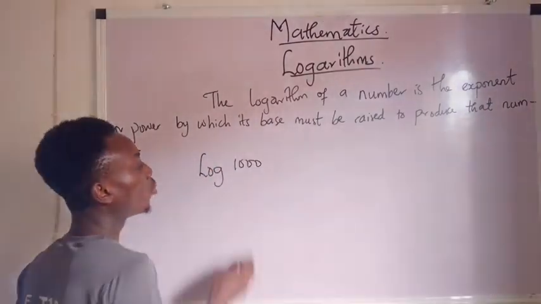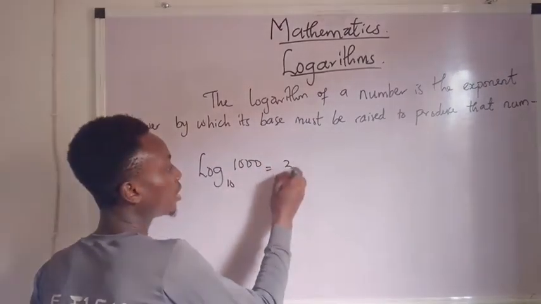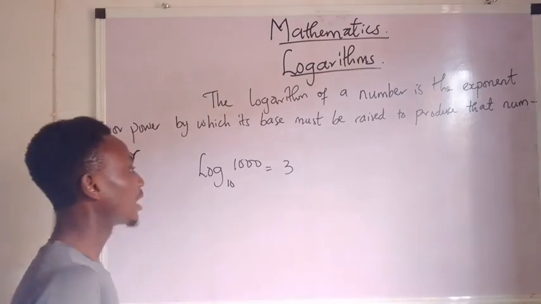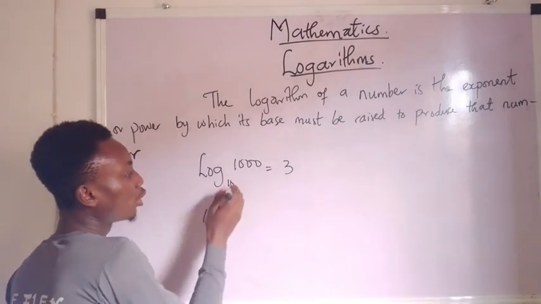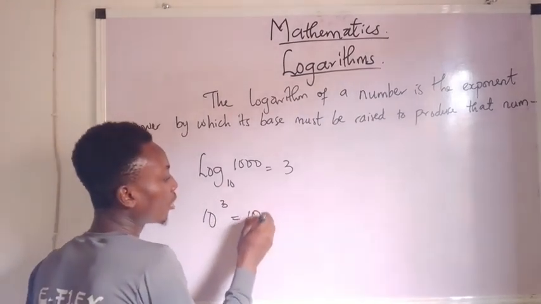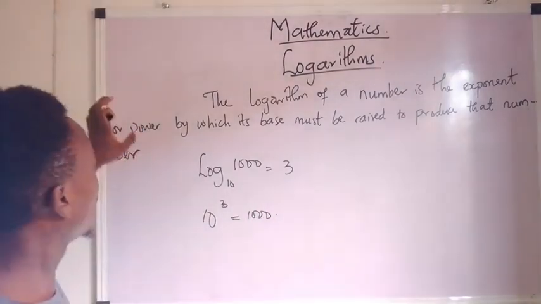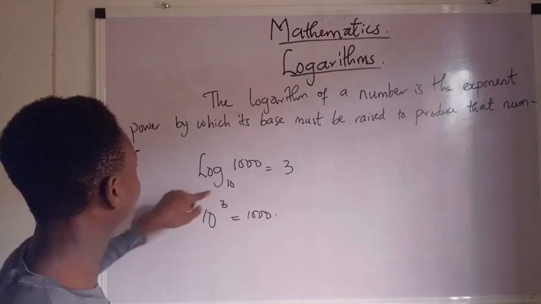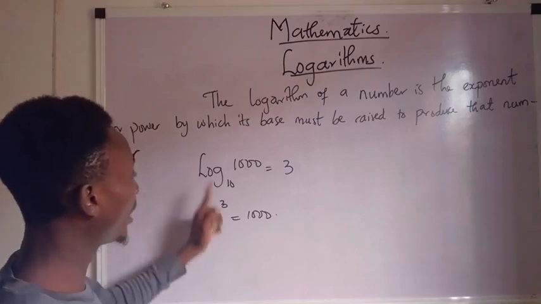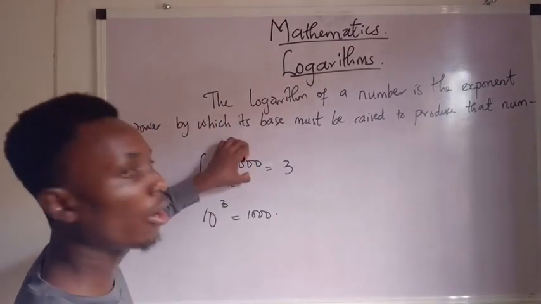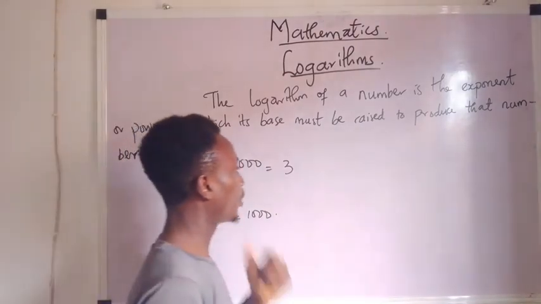Log 1000 with a base of 10 will give us 3. It means 10 must be raised to the power of 3 to give us 1000. Look at the statement again. The exponent by which this base number must be raised to give us this particular number up here.